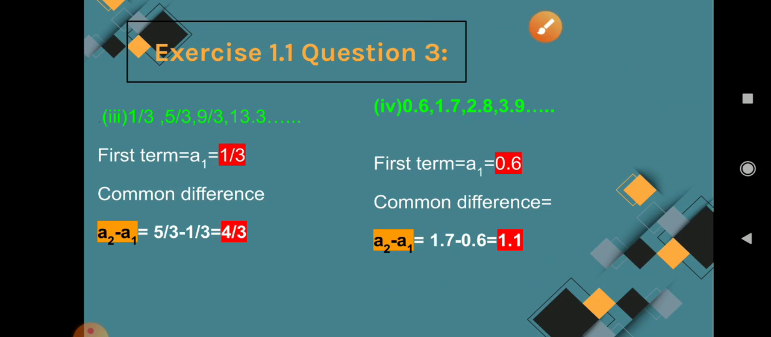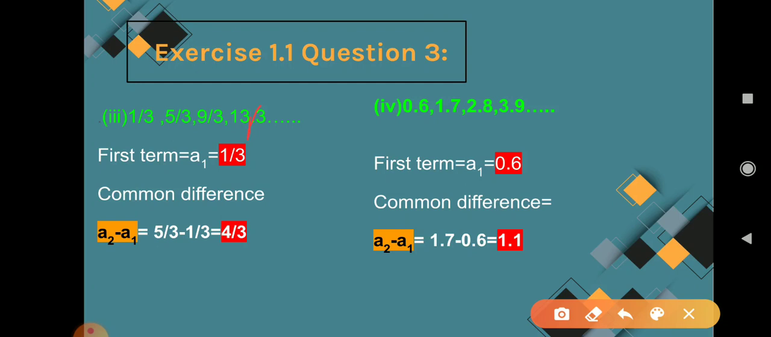Third sub question, here it is a fraction, be careful. So 1 by 3, 5 by 3, 9 by 3, 13 by 3. So first term A1 equals 1 by 3. The first term itself here is 1 by 3.